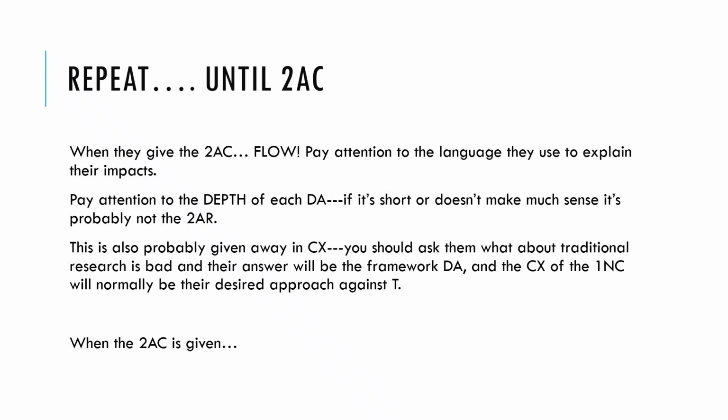Then, when they give the 2AC, you want to flow and pay attention to the language they use to explain their impacts. You also want to pay attention to the depth of each DA, so if it's short or it doesn't make a lot of sense, it's probably not going to be the 2AR. And once we've given that effective 1AC cross-X, they'll probably also give away the 2AR on framework. So you should ask them, like, what about traditional research is bad? And their answer will be the framework DA. And then the cross-X of the 1NC will normally be their desired approach against T.